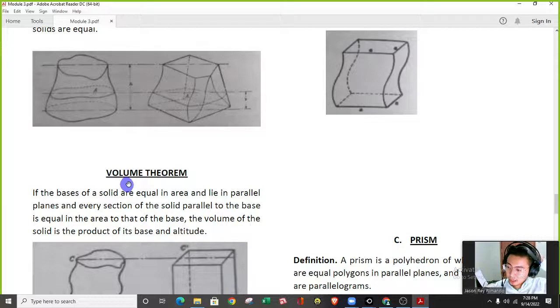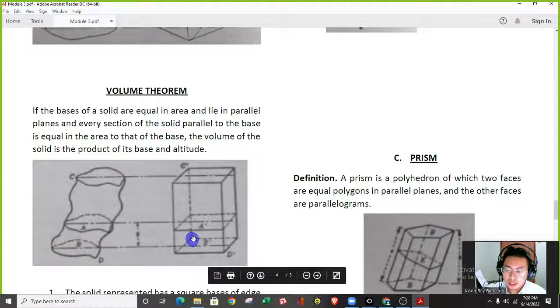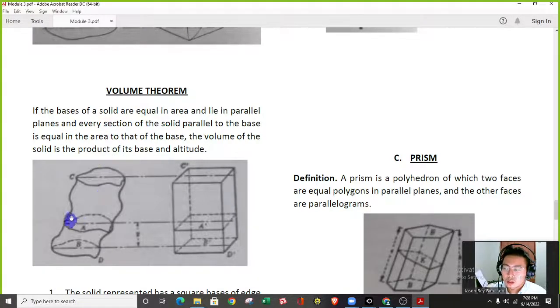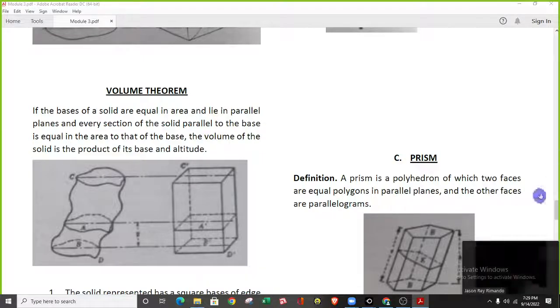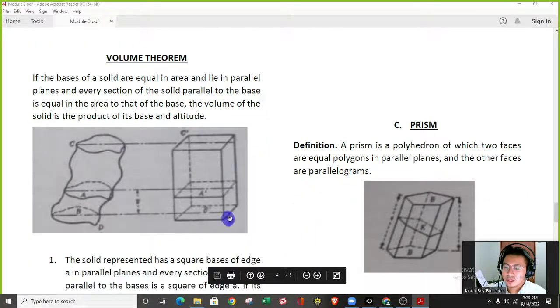Okay? Second, volume theorem. If the bases of a solid are equal, yung base natin, yung area natin sa baba, equal daw, and lie in parallel planes, okay? And every section, so kahit anong point dito, okay, same sila, is equal in area. So, same sila ng area, yung section dito, kahit anong point, same dito, then their volume is equal. Okay? Okay. So, yun lang.